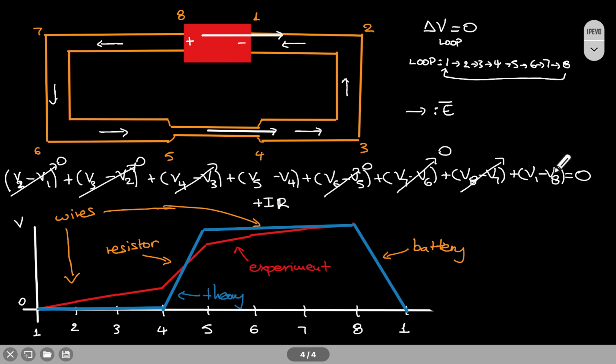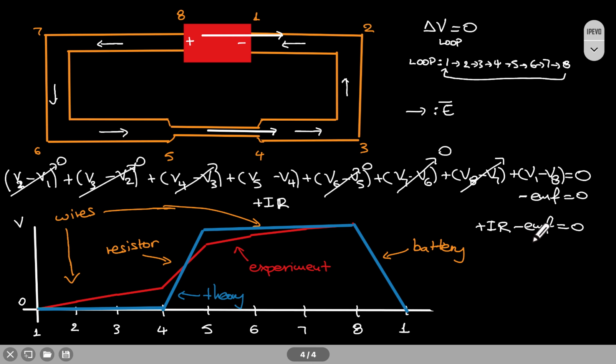And I have only one term that survived here. This is the one across the battery. So I go from 8 to 1, so I move to the right. The electric field inside the battery points to the right. That means the potential decreases. If the potential decreases, then I need to make sure that I have a minus sign. And this is the battery, and typically we use the term EMF to represent the potential difference across the battery. So this is gonna be minus the EMF, and this is equal to 0. That's it. So what I have from Kirchhoff's loop rule is plus IR minus EMF is equal to 0.